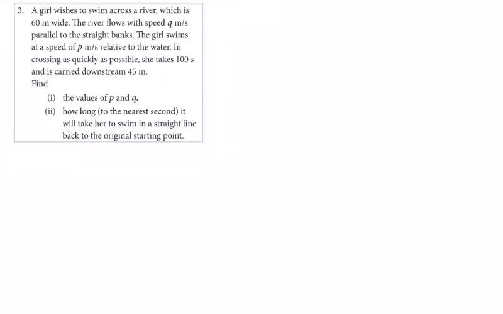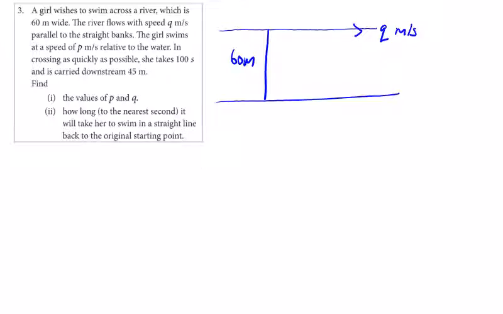So 4F question 3. A girl wishes to swim across a river which is 60 meters wide. The river flows with a speed of q meters per second, parallel to straight banks, and the girl swims at a speed of p relative to the water. So that's how we're going in this direction, with a speed of p meters per second.